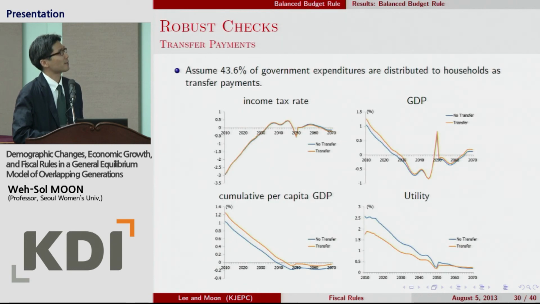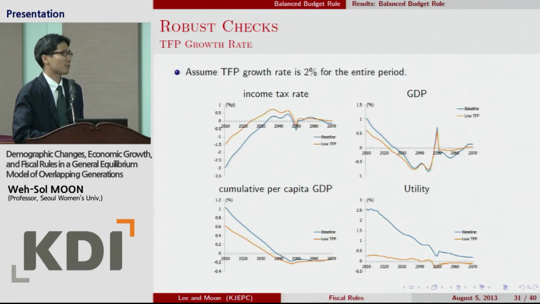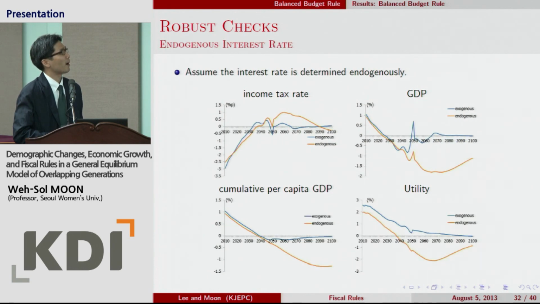So we did robustness checks. We assume there are government transfers across households. The results are not quite sensitive to these changes in policies. Some argue the TFP growth rate is too high, so we adjust that to around 2% for the entire period. Results are not quite sensitive to these changes in TFP growth rates. The interest rate could be endogenous, not fixed, not determined exogenously. So we look at an endogenous interest rate.